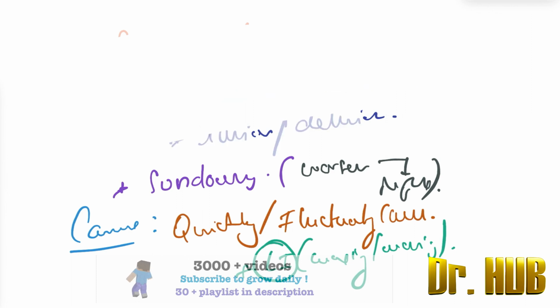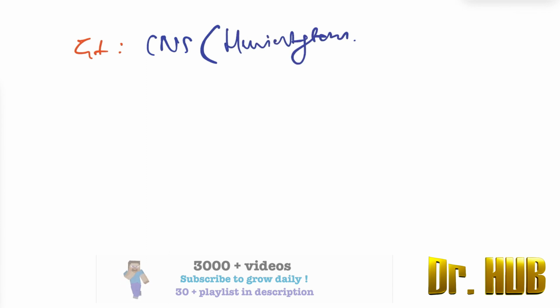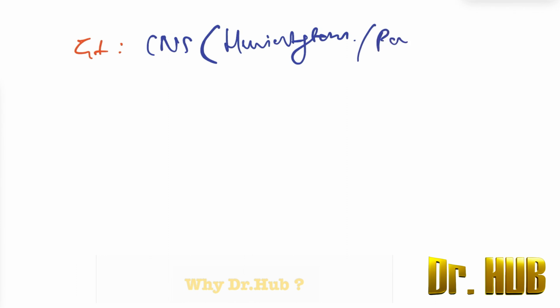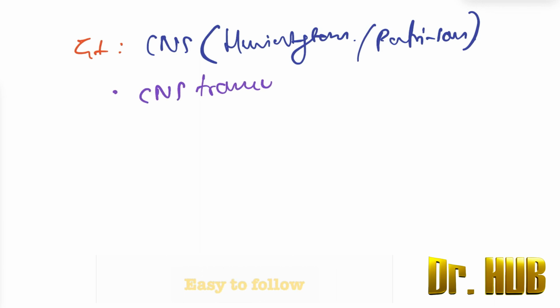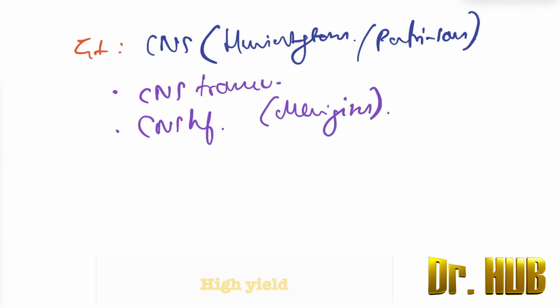Next we look at the etiology, that is, how it is caused. The etiology of delirium is that it can be due to CNS disease, that is, Huntington's disease as well as Parkinson's disease. Next we look at CNS trauma. Another cause can be CNS trauma, then CNS infection, which can include meningitis.